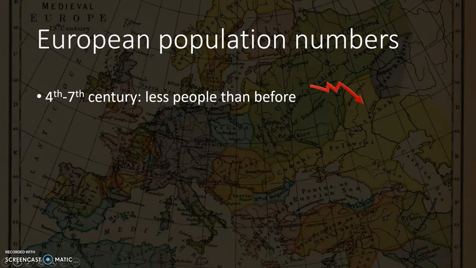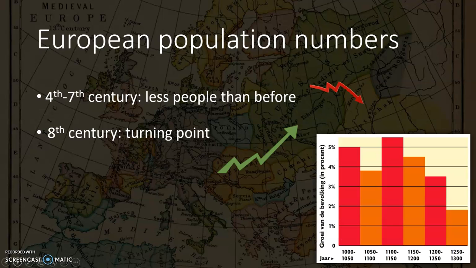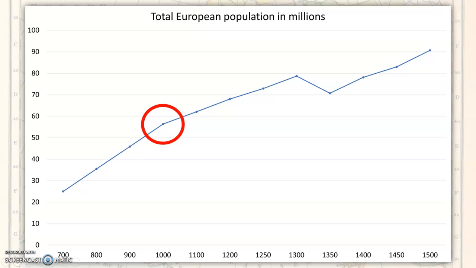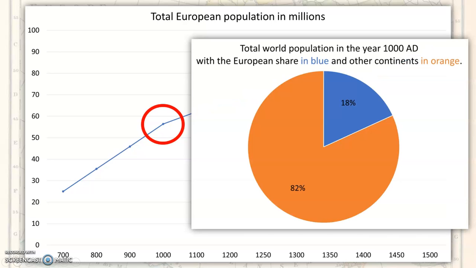Between the 4th and the 7th century, there were fewer people in Europe than before. The 8th century represented a turning point. Historians think that from that time onwards, there was an average yearly population growth of 0.25%. By the year 1000, between 50 and 60 million people lived in Europe. In comparison, the total world population at this point is estimated at 300 million.